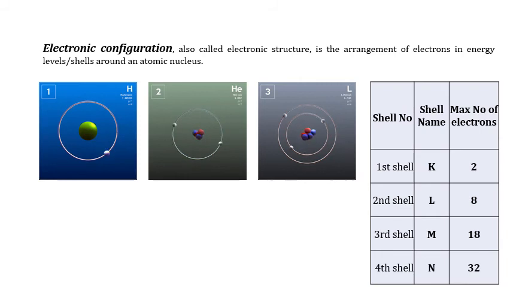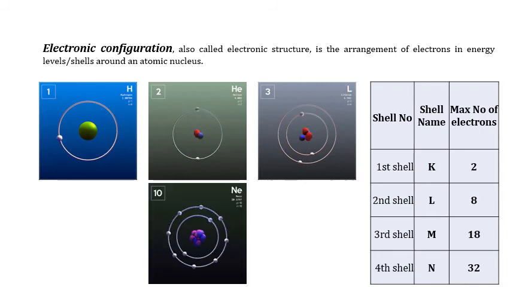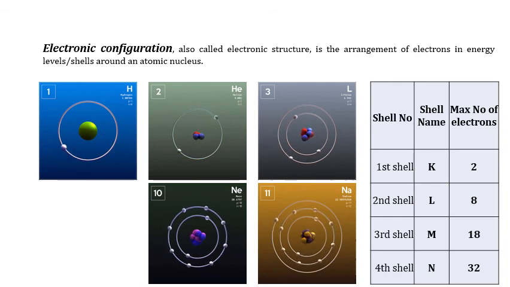Now take a look at the electronic configuration of neon, which has a total of 10 electrons. The first shell accommodates 2 electrons and the second shell accommodates 8 electrons. Now let's look at the electronic configuration of sodium, which has a total of 11 electrons. The first shell accommodates 2 electrons, the second shell accommodates the maximum of 8 electrons, so the remaining 1 electron is accommodated in the third shell, that is the M shell.